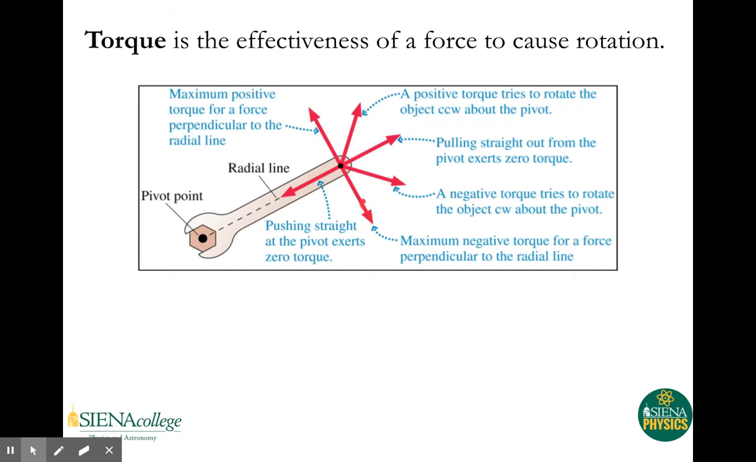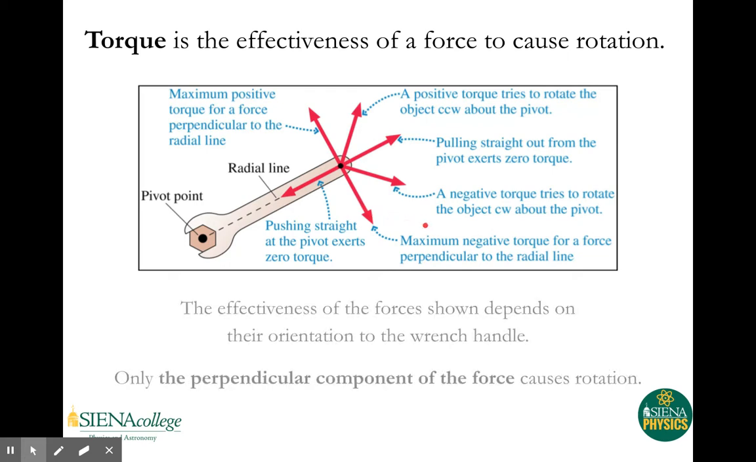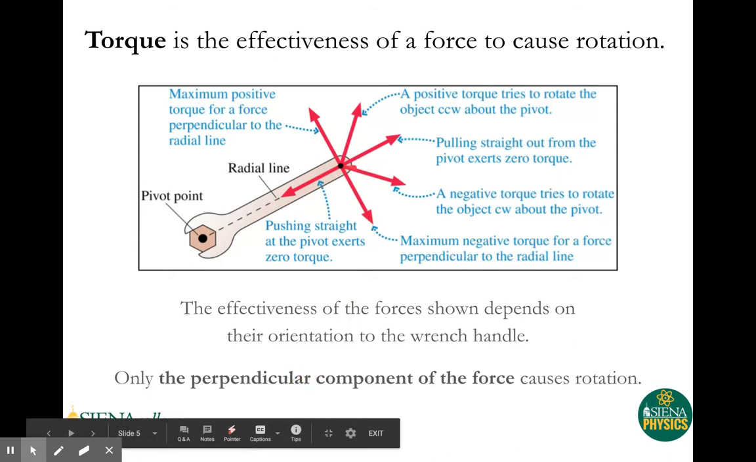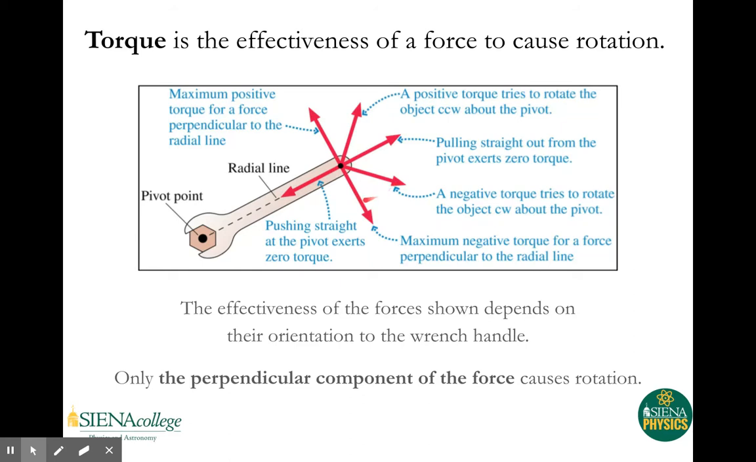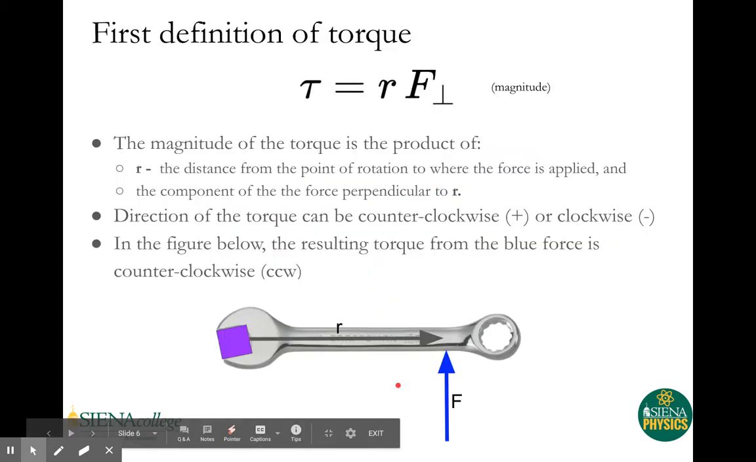So one thing that we need to keep track of as well is whether a force is trying to produce a clockwise rotation or counterclockwise. Okay, we'll look at that in a second. So this just reinforces what we talked about in the last slide. The effectiveness of the force to produce a rotation depends on the angle relative to the wrench handle. Even for this force, think about the components of the force. There's a component along the wrench handle and a component perpendicular this way. It's only this perpendicular component that produces the rotation.